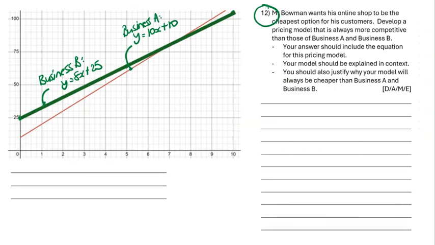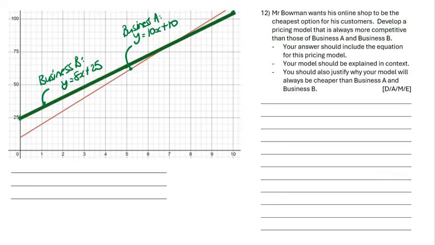Okay, so we're down to question 12, and that's going to be one of the excellence questions for this Algebra 1 section. There's a second one coming up soon. But Mr. Bowman wants to create an online shop to be the cheapest for his customers. And your question is, develop a pricing model that will always be more competitive, which means cheaper than both of the business models from A and B.